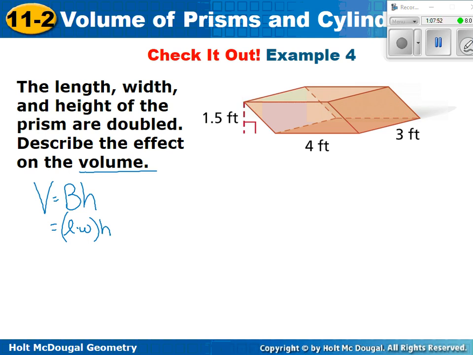It says the length, the width, and the height are all doubled. Are we changing all of the dimensions? Because it has a length, a width, and a height. So if all the dimensions are multiplied by 2, what's doubling? Multiplying by 2. Then the volume should be multiplied by 2 cubed. What is 2 cubed? Nope, that's 2 times 3. That's 2 times 2.